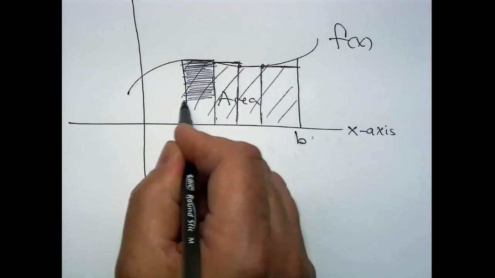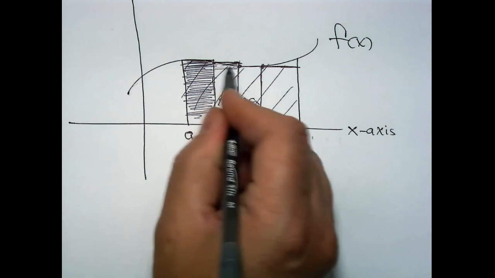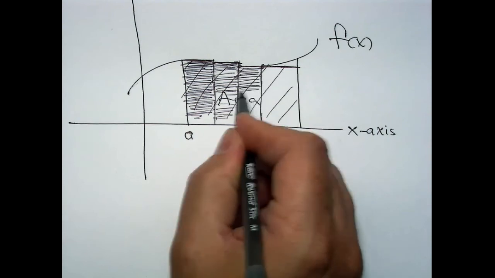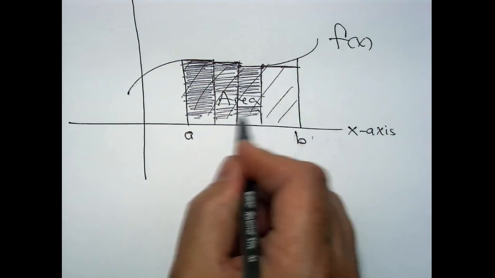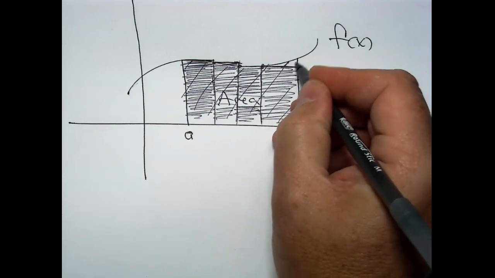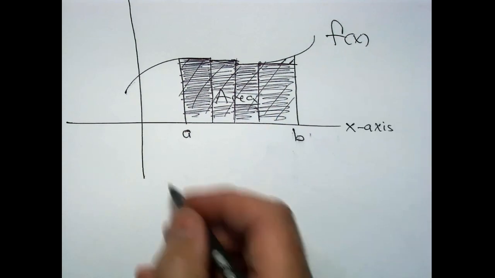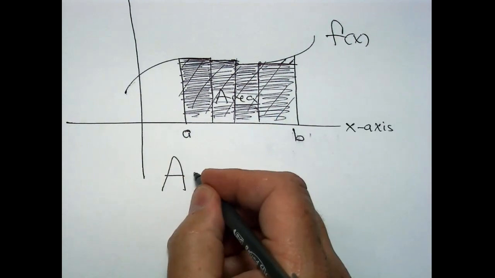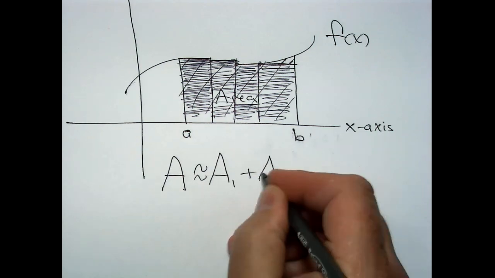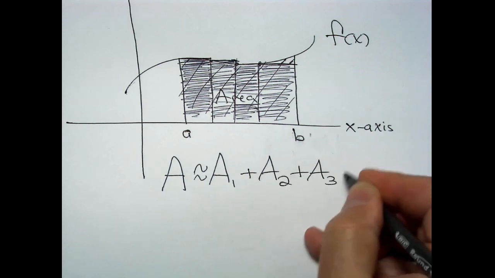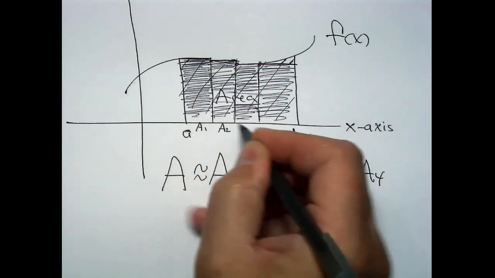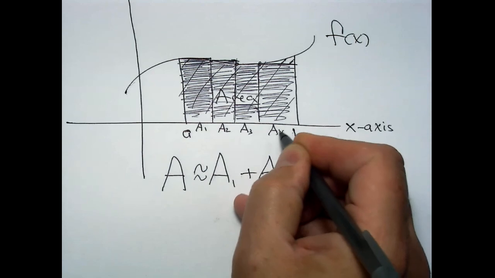We'll get area of rectangle 1. We'll add that to the area of rectangle 2. We'll add that to the area of rectangle 3, which looks pretty accurate actually. And then finally we'll add the area of rectangle 4. But notice that it misses a piece here. So I've got to say this. The area underneath this curve is not equal to, but approximately equal to the sum of these 4 rectangular areas. That's pretty much the best I can do for now. This will be A1, A2, A3, and A4.